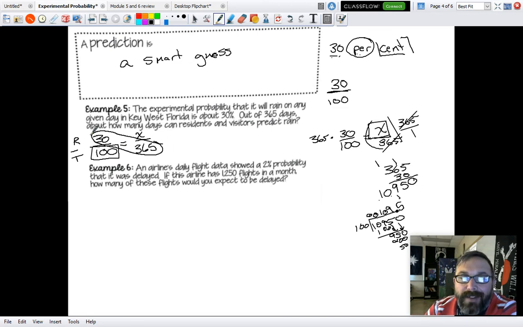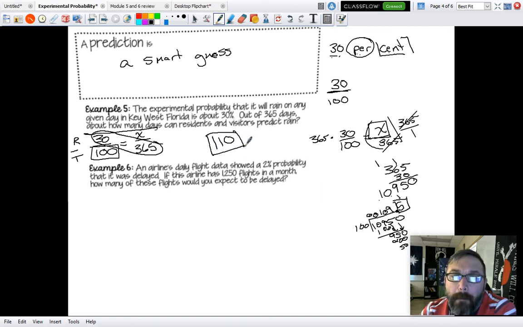Now remember, it asks about how many days. So about how many days wants to know a rounding. If it rains at all on one day, doesn't that mean it actually rained that day? It does. So what we need to do is look at this 109.5 and then round it. So we have 109 with the 0.5. The 0.5 tells us we're going to round up. So out of a year, we can expect it to rain about 110 days.